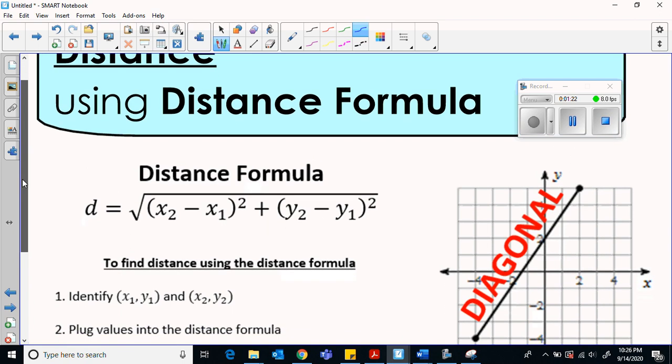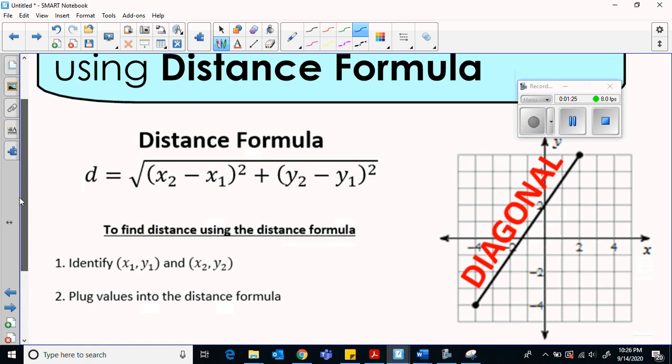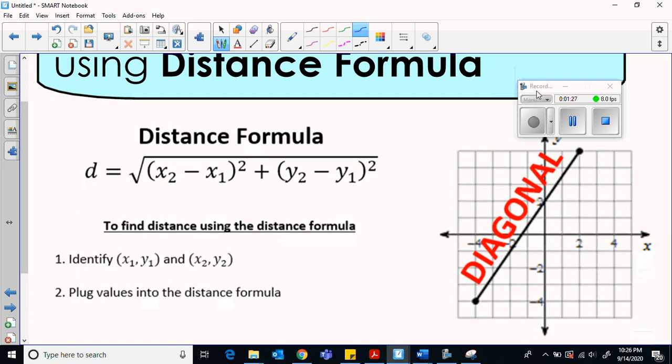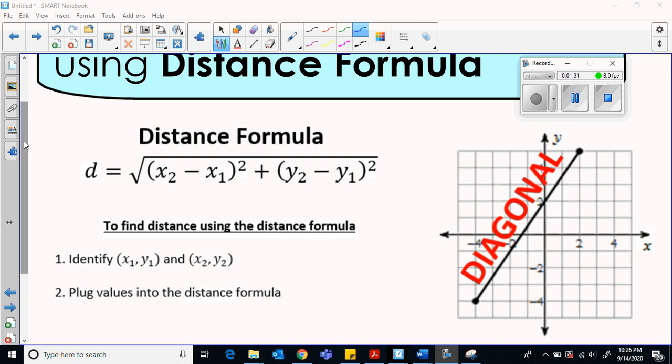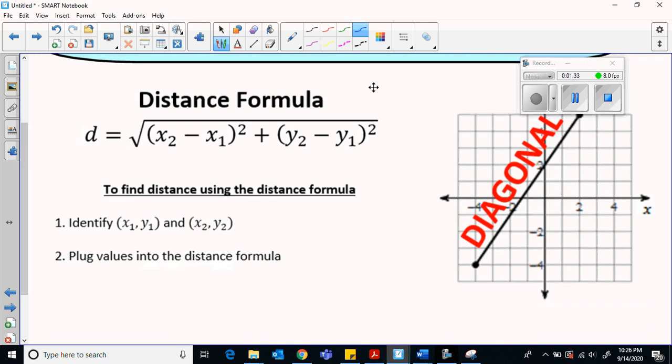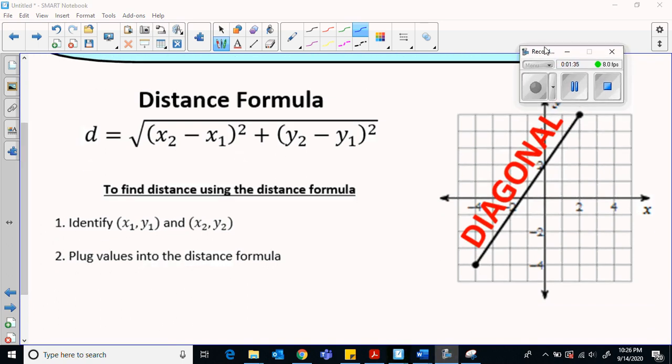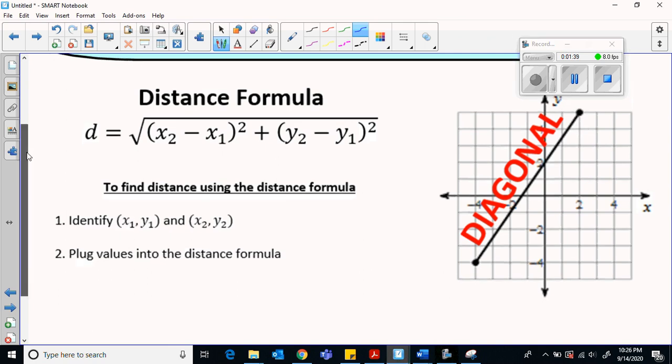Now in this case, the distance formula will work even if it's a vertical or horizontal line as well. I just think that might be a little easier to just count. But here, the first thing we need to do is identify the coordinates: x sub 1, y sub 1, x sub 2, and y sub 2.